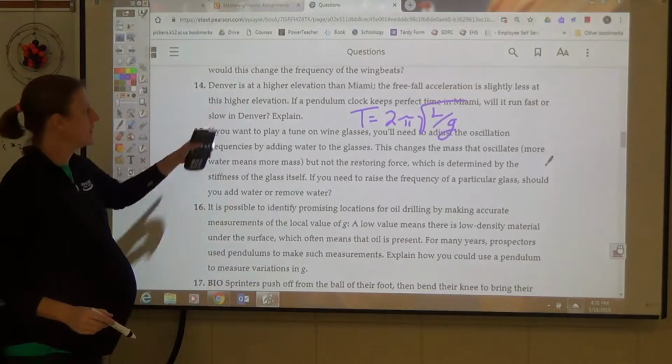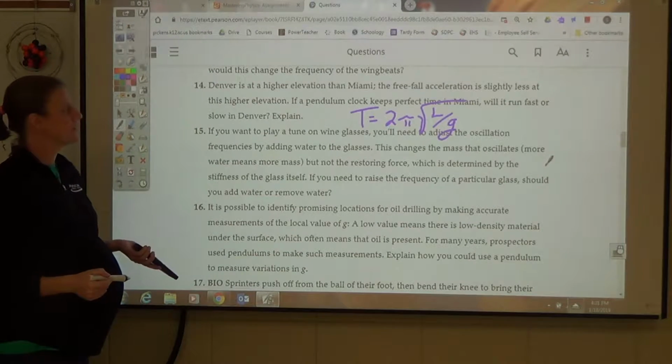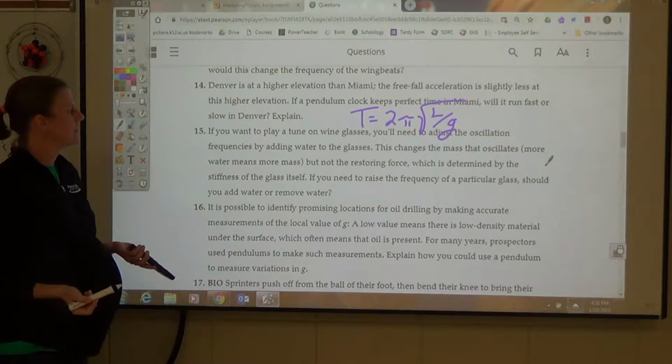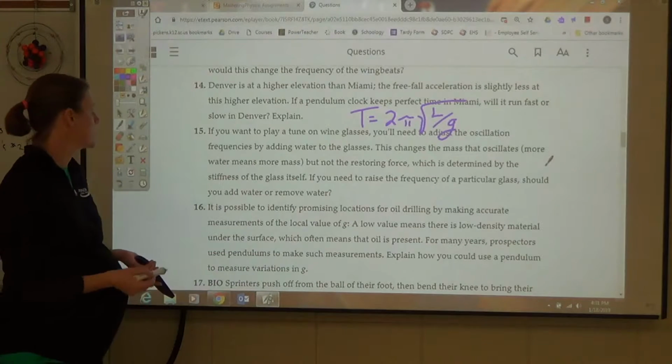All right, 14. Denver is at a higher elevation than Miami. The free fall acceleration is slightly less. If a pendulum clock keeps perfect time in Miami, will it run fast or slow in Denver?